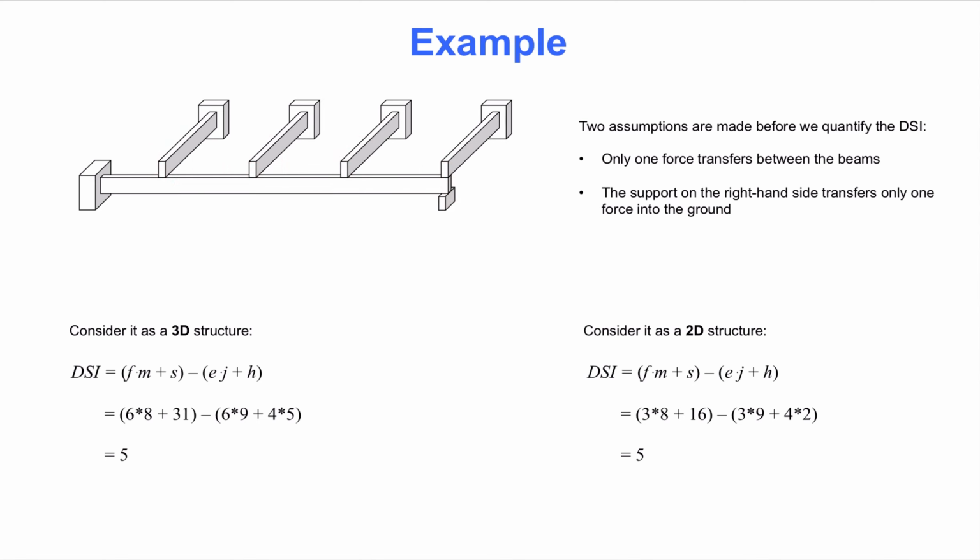Second, we make a similar assumption about the rightmost support, where the lower beam rests on the ground. We assume that only 1 force transfers from the lower beam to the ground, without any restraint on any displacement and rotation other than the vertical direction. Although this is a 3-dimensional structure, we can actually analyze it as a 2-dimensional structure. However, let us first calculate the degree of static indeterminacy as a 3-dimensional structure.